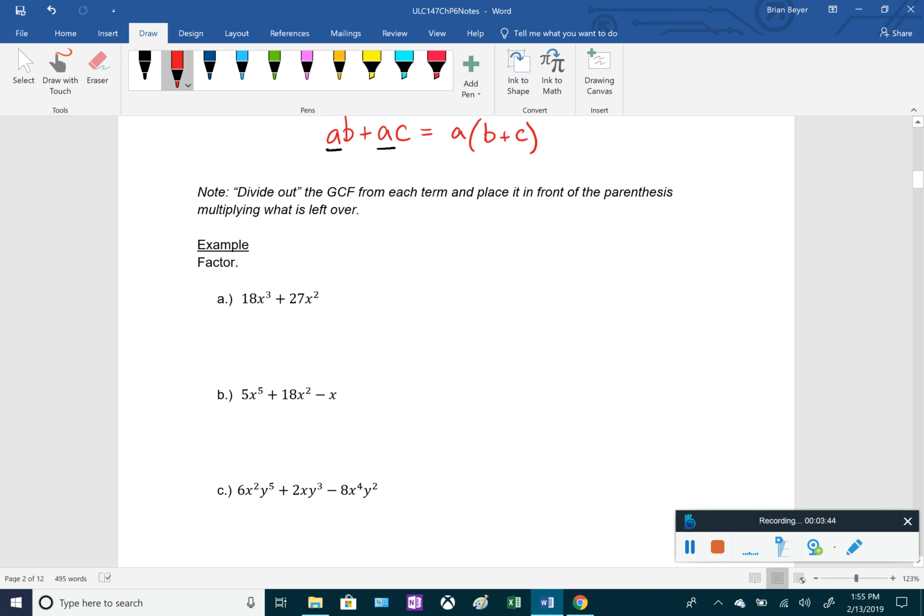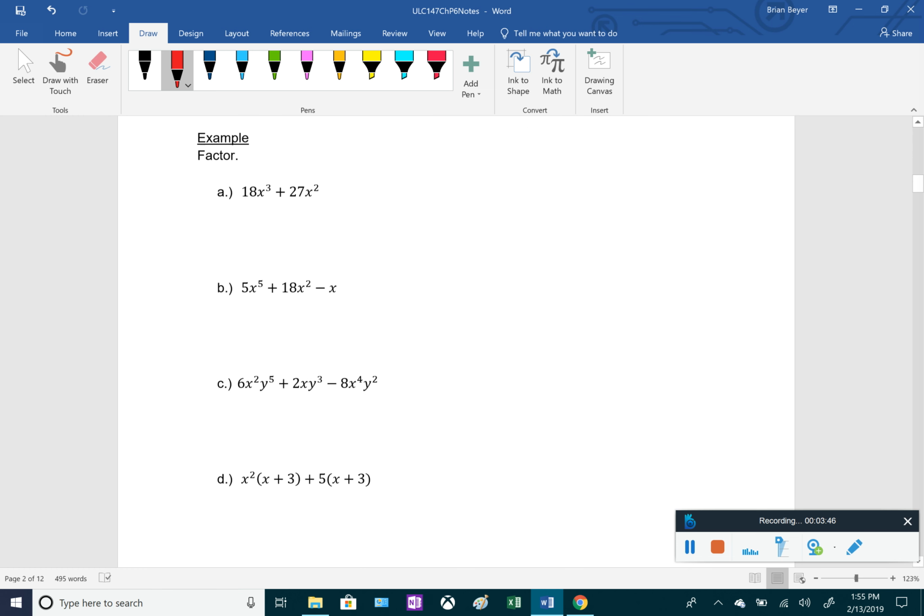Okay, so let's do some examples with factoring with GCF. The first one here, we have 18x cubed plus 27x squared. Let's figure out what the GCF is first. We have two terms, so we're going to do the GCF of the coefficients. The greatest common factor of 18 and 27 is going to be 9. If you have to list out the factors of each one, go for it, and then you choose the largest one that they have in common.